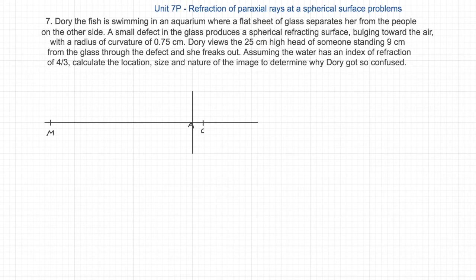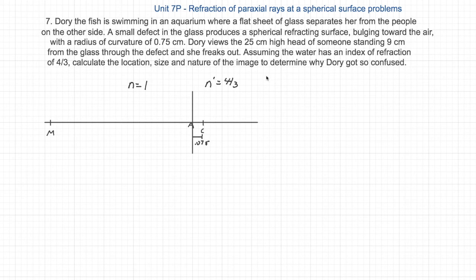Okay, for you Finding Nemo fans, here's a problem about Dory the fish, who is swimming in an aquarium where a flat sheet of glass separates her from the people on the other side. A small defect in the glass produces a spherical refracting surface bulging toward the air with a radius of curvature of 0.75 centimeters. Dory views the 25 centimeter high head of someone standing 9 centimeters from the glass through that defect, and she freaks out. Assuming that the water has an index of refraction of 4/3, calculate the location, size, and nature of the image to determine why Dory got so confused.